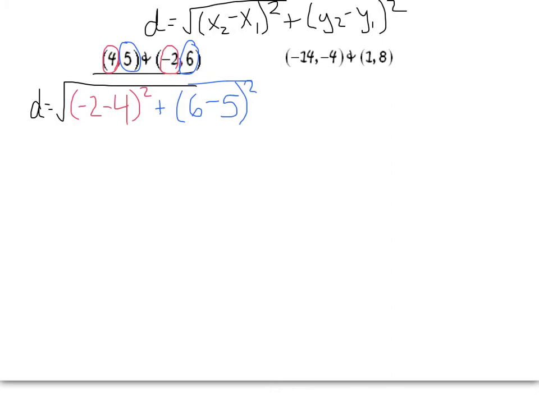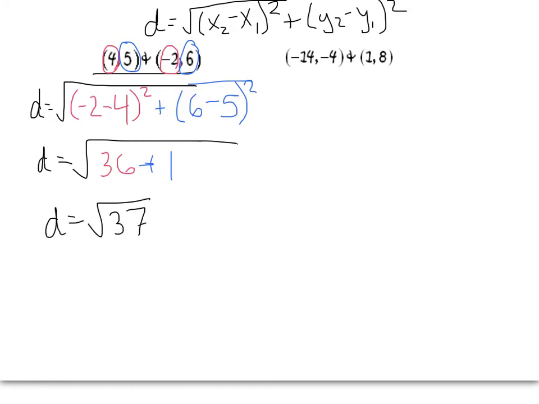Alright, and going through and simplifying, I'll get the distance as the square root of 2 minus 4, which is negative 6 squared, that would be 36. 6 minus 5 is 1, squared is still 1. So I get the distance is the square root of 37.